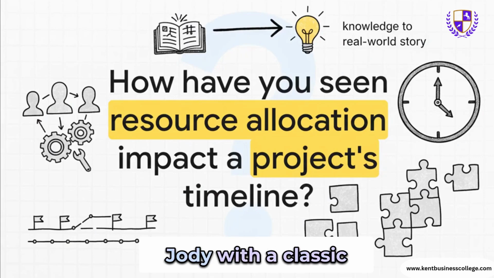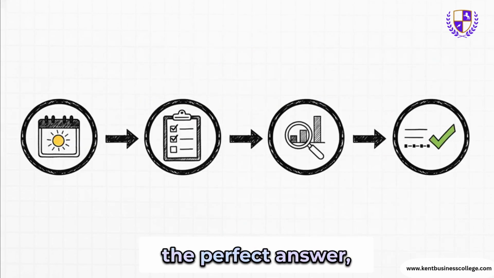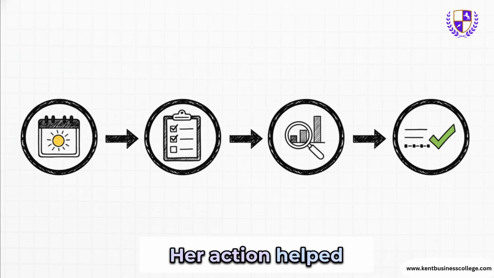So then Olivia preps Jody with a classic EPA question, something just like this. It's basically designed to see if you can tell a story that connects your knowledge of K22 to a real-world project outcome. And to structure the perfect answer, Olivia recommends the STAR method. It stands for situation, task, action, and result. So for Jody, the situation was the Summer Glow campaign. Her task was supporting the plan. The action was finding that 120% over allocation. And the result? Her action helped keep the entire project on schedule. It's a perfect, concise story that proves she knows her stuff.